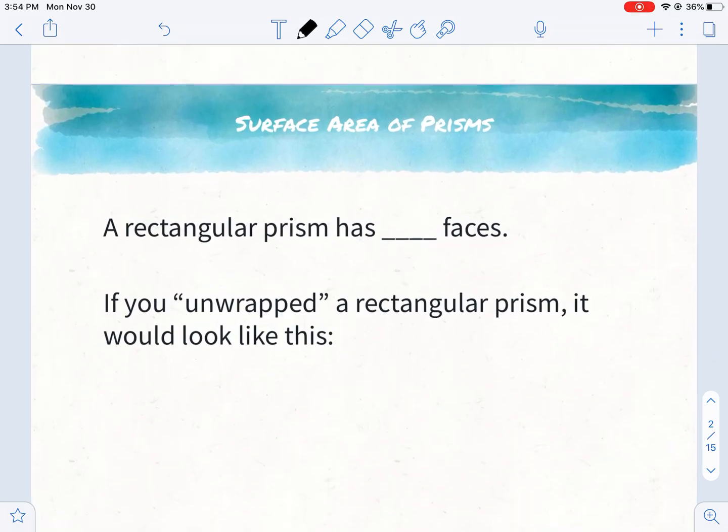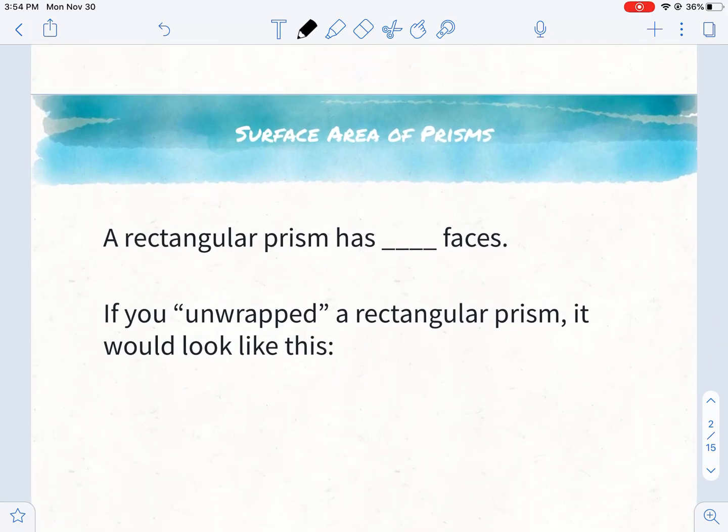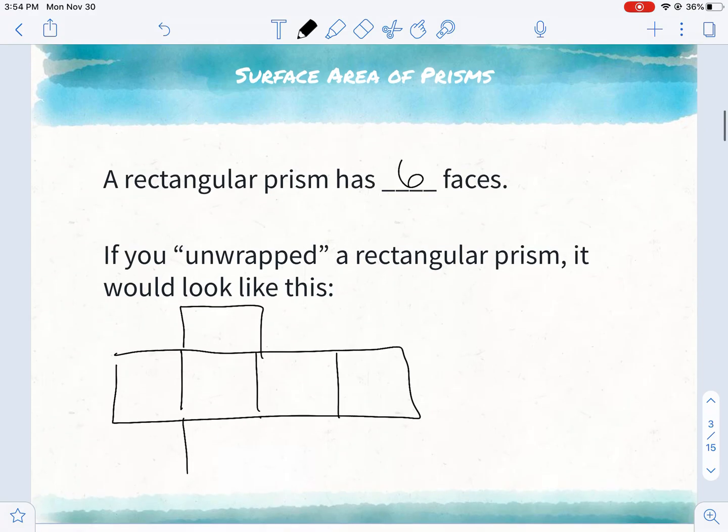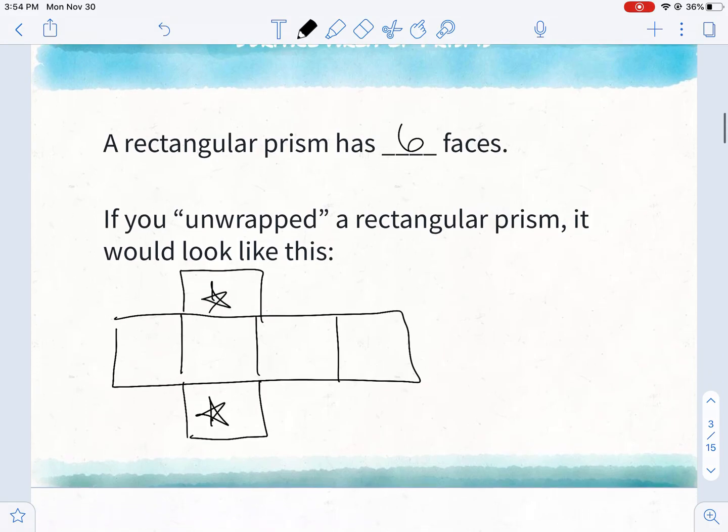And we're going to think specifically about a rectangular prism. So my rectangular prism has 6 faces. I have the top and the bottom, the right and the left, the front and the back. And if I unwrapped it, I would get something that looks like this, where I've got my bases here, and then I can picture unfolding all the sides going around, all those lateral faces.